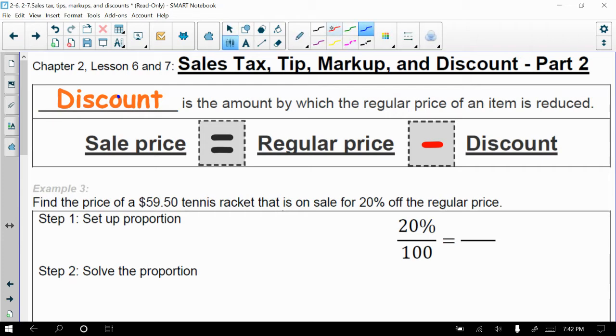Okay, so that means we have to set this up. I am looking for my discount. How much am I saving on a racket that is originally $59.50? Okay, percent always over 100 because that's what they're out of. All right, so we set up our proportion. Perfect.